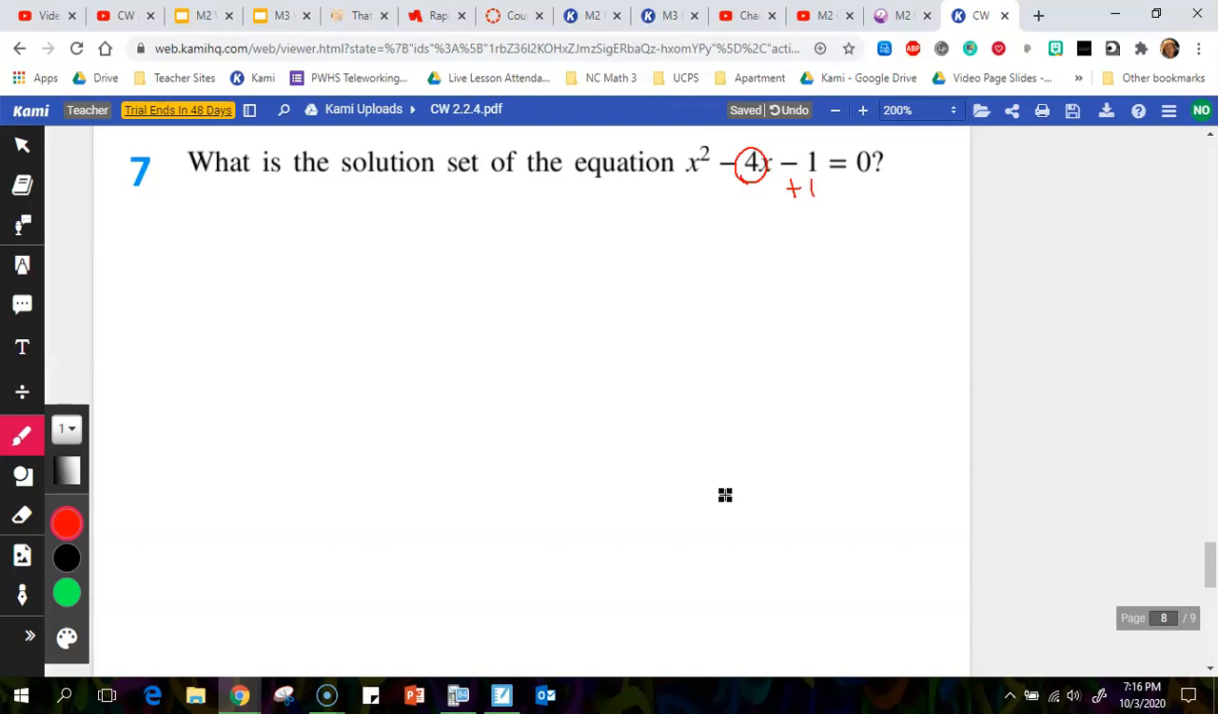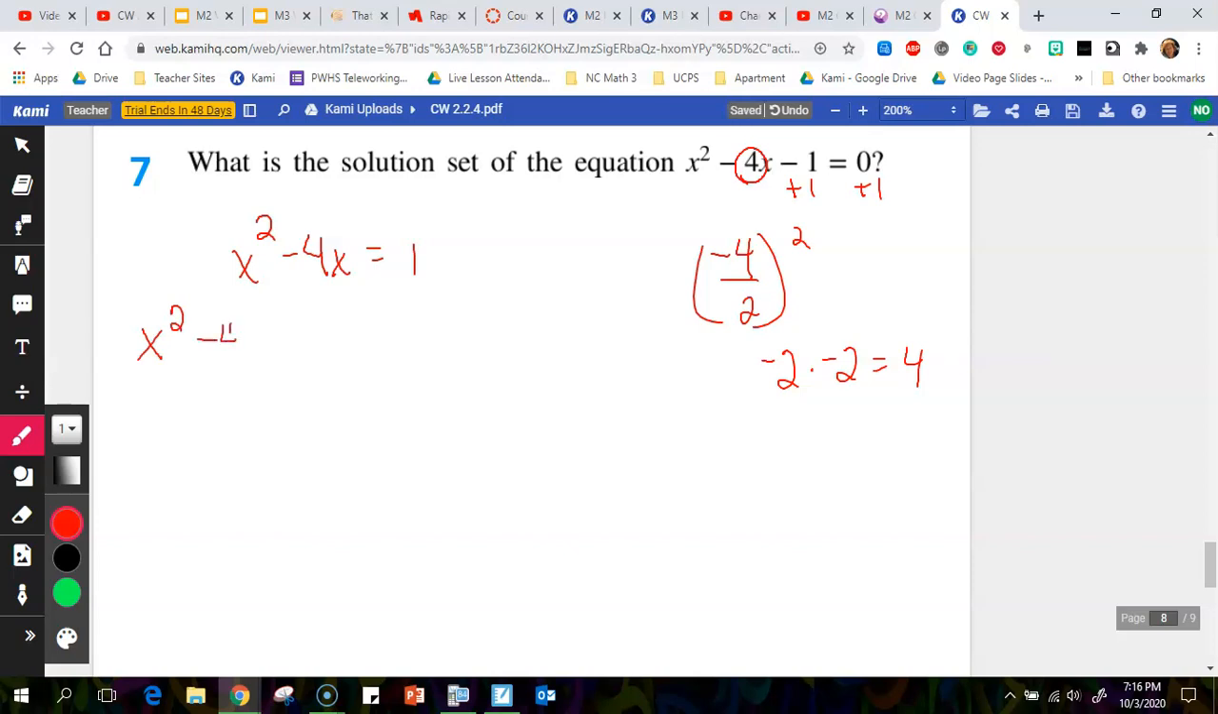So let's add 1 to both sides and rewrite this like this. And then we'll take that middle term, -4 divided by 2, and we'll square that. So that's -2 times -2, which is just 4. So that's going to be, we already did this one. We did one like this, I think. We sure did.